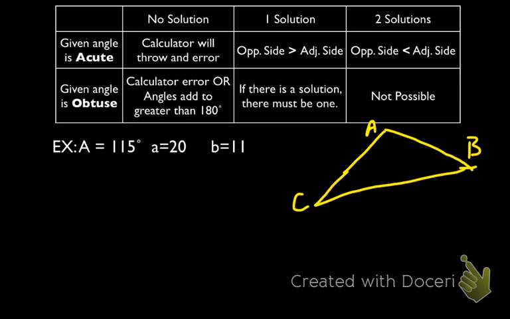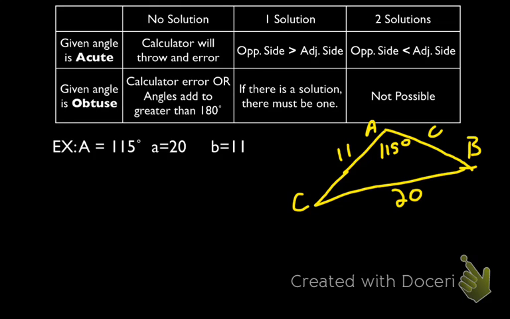Okay, so angle A is 115. Little b is 11. Little c is, I don't know. I don't know little a. Oh, no, I do know little a, I'm sorry. Little a is 20. Now is this an acute angle that I have been given or an obtuse angle? Obtuse! It's obtuse, it's 115.